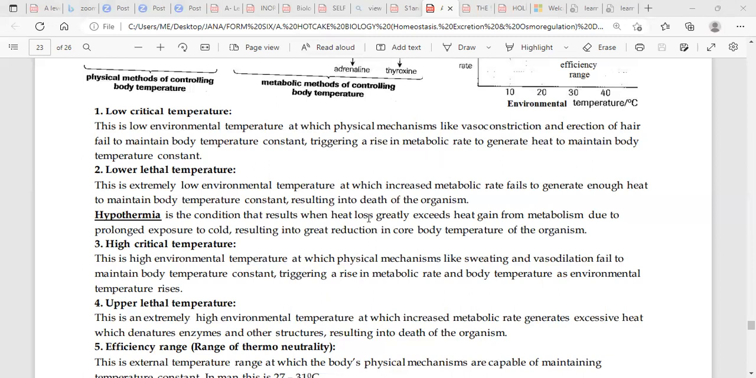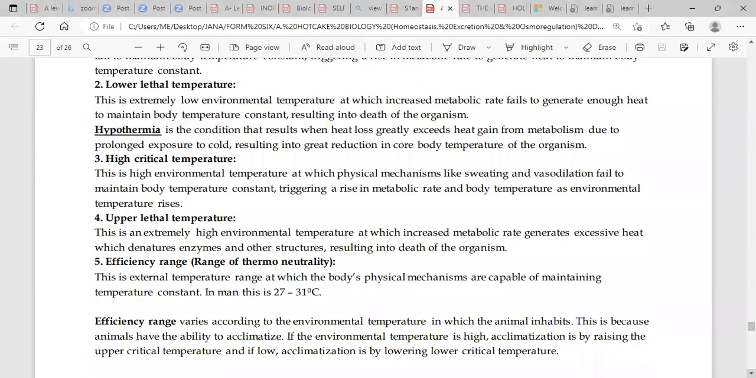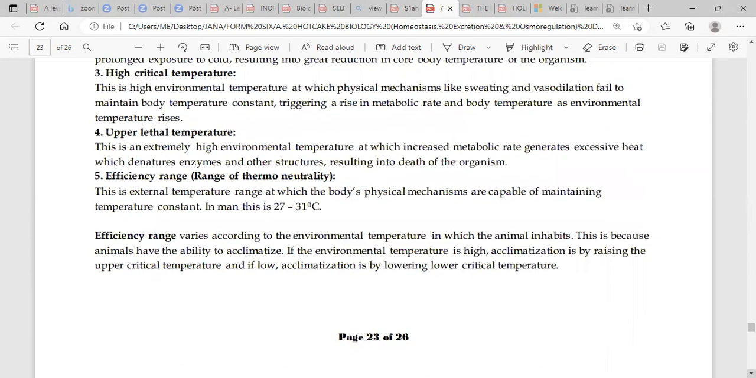And once this takes place, you expect the enzyme catalyzed reactions to stop because there has been the denaturing of enzymes. These guys don't work at high temperatures. We shall have other structures getting destroyed because most of these structures are protein in nature, so you expect them to be affected by high temperatures. As a result, you will have death of an organism.